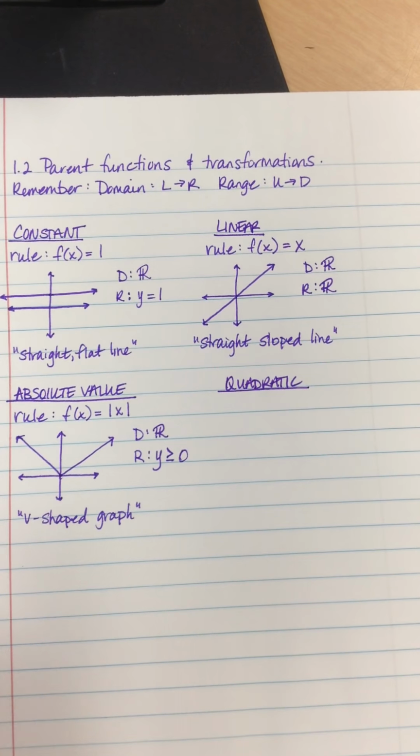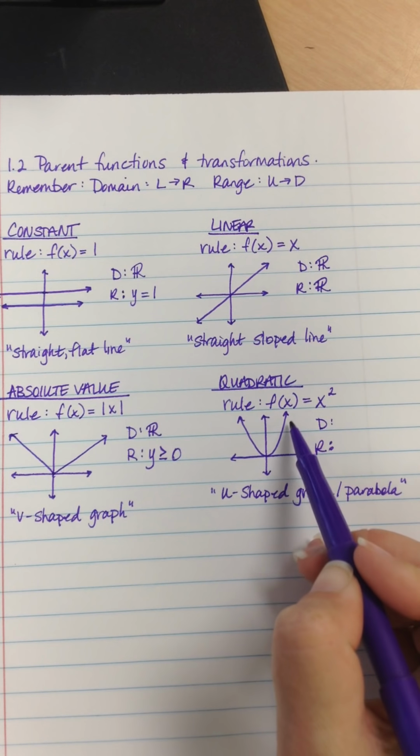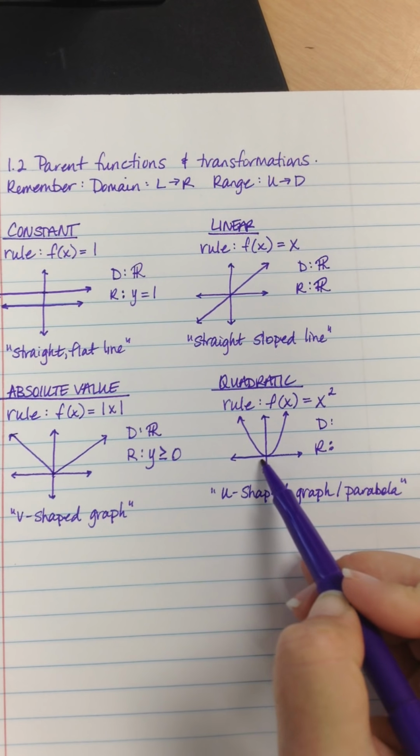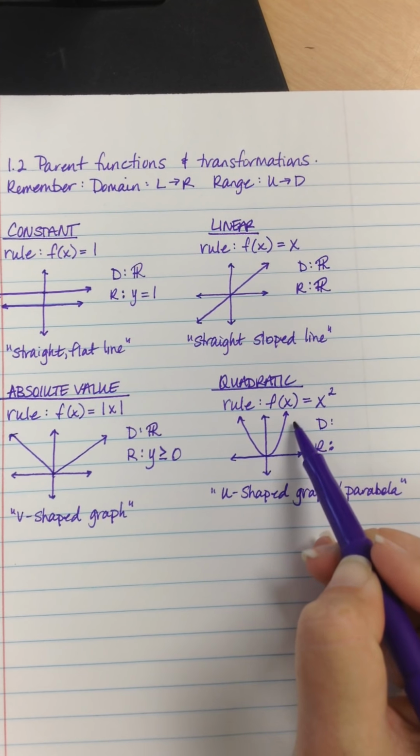Okay, again, we need the domain and the range. Your domain, that's where we follow the graph left and right. If we follow it left, we'll see that it does go left forever, and we will see that it does go right forever. Your domain is all real numbers.